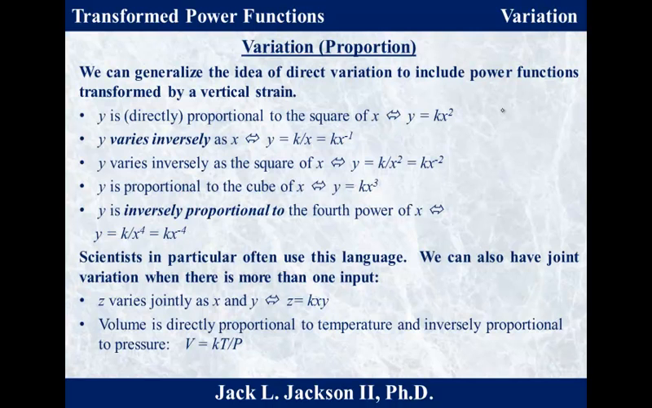So here's a real-world example that you're going to see in science. This is Boyle's law. Volume is directly proportional to temperature and inversely proportional to pressure. If we use sort of obvious letters there, V for volume, T for temperature, P for pressure, this says volume equals k. It's directly proportional to temperature, so that's times T. Inversely proportional to pressure, so that's divided by P.